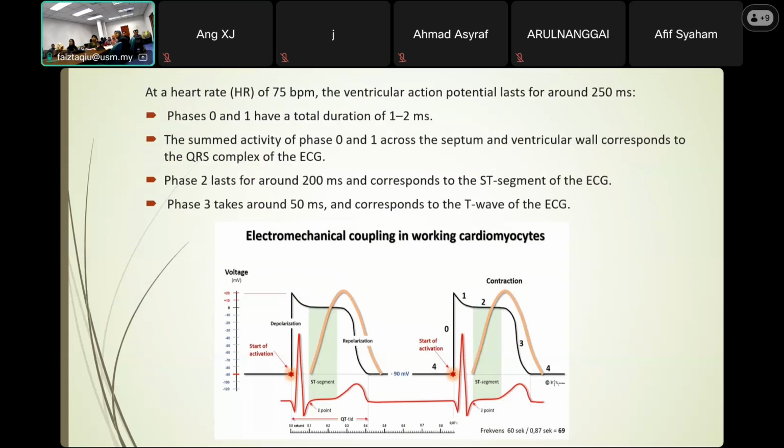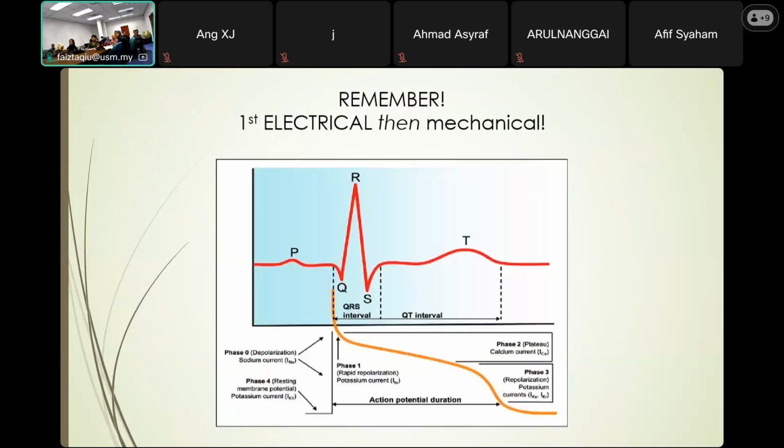So like the Prof said, if we want to superimpose mechanical and electrical, always remember electrical first. This is something the textbooks also emphasize, and our teachers have always taught. So electrical first, then only mechanical. If they ask the sequence of what happens, you give the electrical first, and then the mechanical phases. This is one of the important diagrams as well.